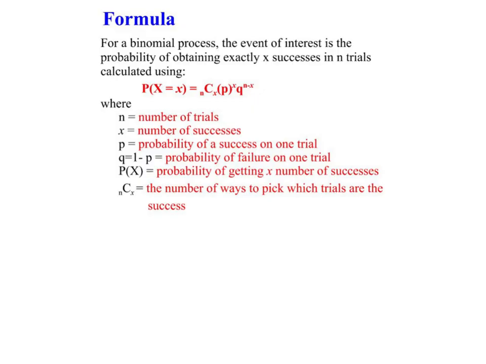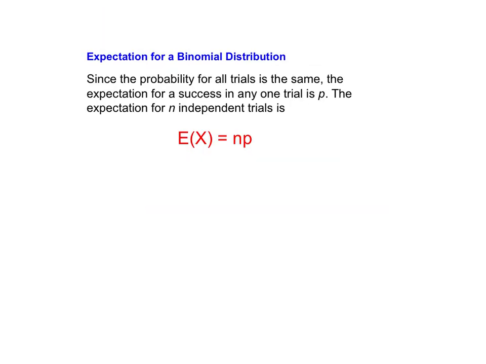So we've got the chance of success for the number of successes and the chances of failure for the number of failures. And then because the probability for all the trials is the same, the expected number of successes in any one trial is p, and therefore the expected number of successful trials is just n times p.